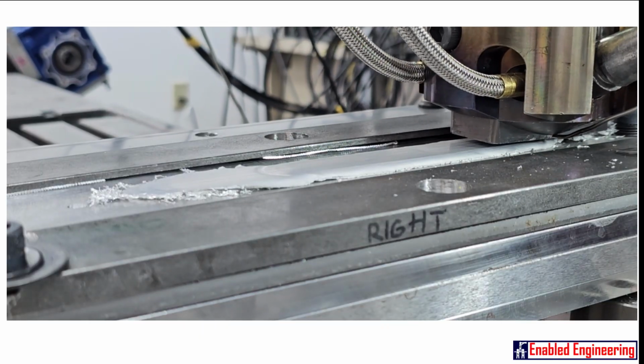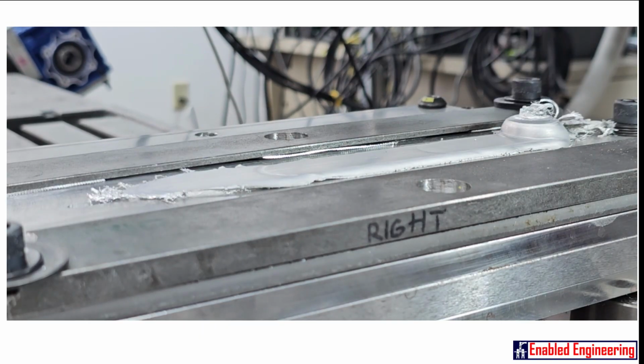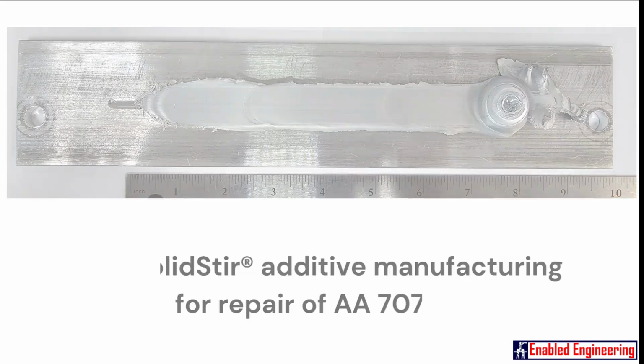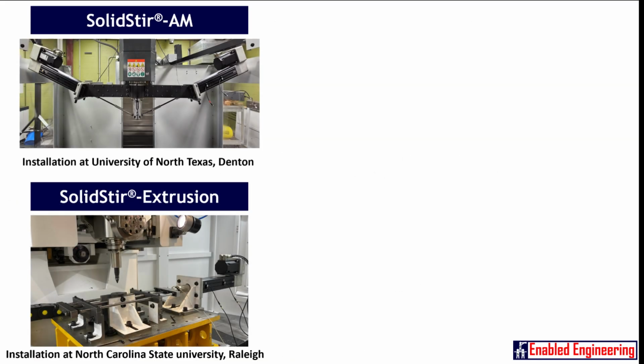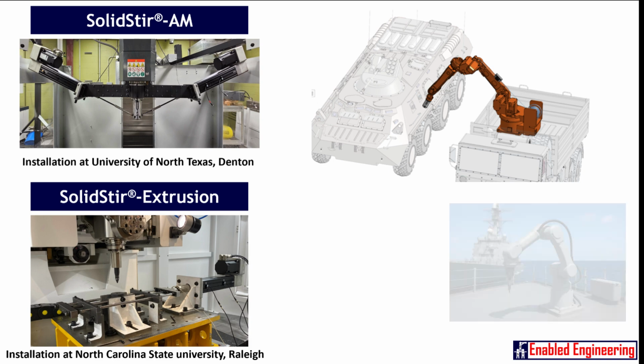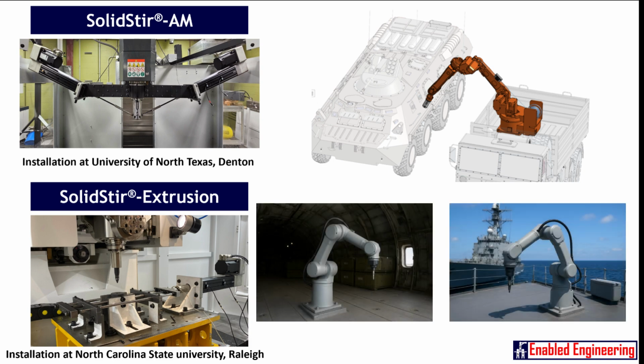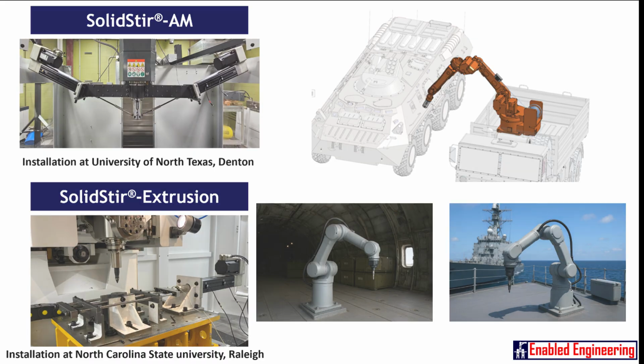For remote or in-the-field applications, one can use a miniaturized tabletop system or a robot arm with a SolidStir end effector. In summary, Enabled Engineering SolidStir systems can be integrated with any existing CNC machine and deployed in diverse environments, on vehicles, ship decks, or even inside aircraft holds. The technology can also be miniaturized for mounting on industrial robots, enabling versatile solid-state repair applications.